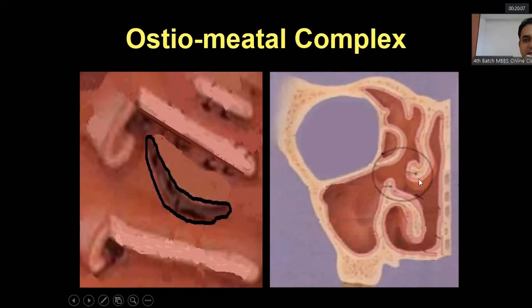Suppose, okay, here you can see a big opening. All the fluid secretions are draining here in the nasal cavities. Suppose there is infection, or mucosal edema, or some mass here. Due to that, if the osteomeatal complex gets blocked, then these secretions do not get discharged, they do not get drained. And if there is no drainage, there will be stasis, and the stasis will lead to infection.